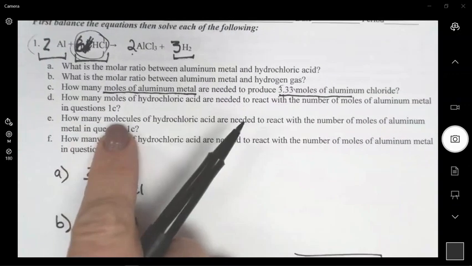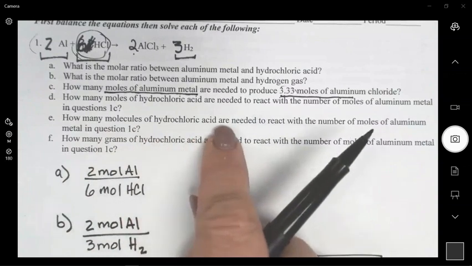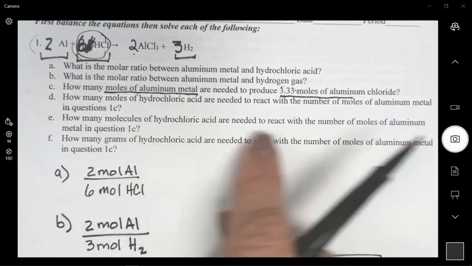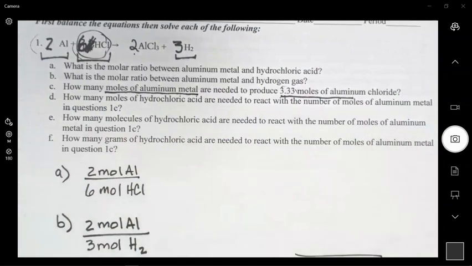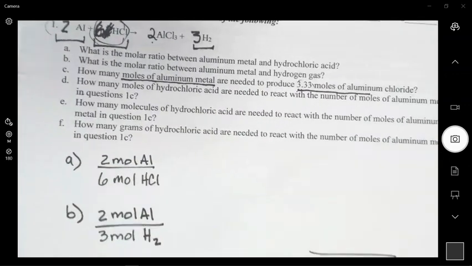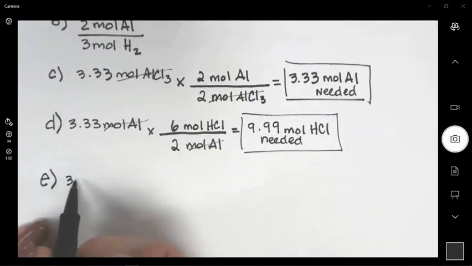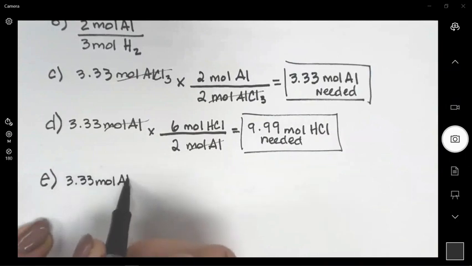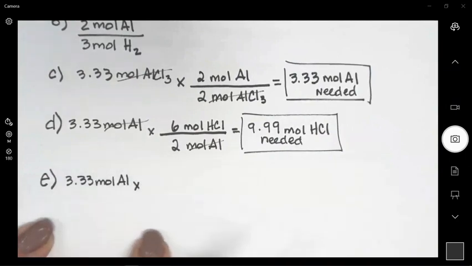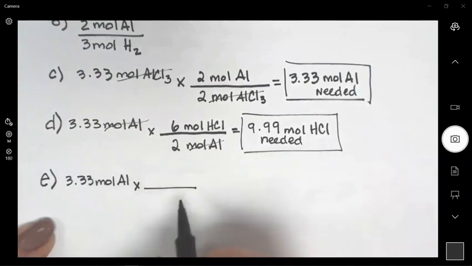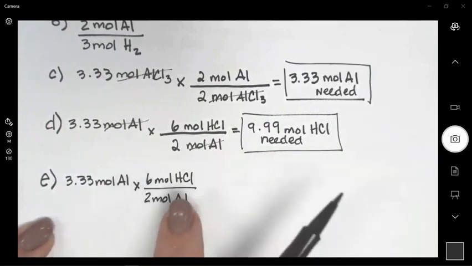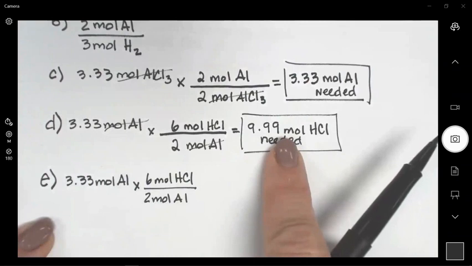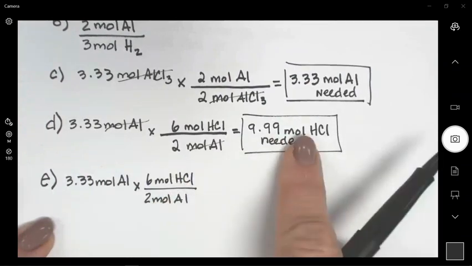It's asking how many molecules of hydrochloric acid are needed to react with the number of moles of aluminum metal in question 1C. How many molecules of hydrochloric acid are needed? So we're starting with the same thing. 3.33 moles of aluminum. We don't want to talk about aluminum anymore. We want to talk about hydrochloric acid. So we're multiplying by the mole ratio, 2 moles of aluminum for every 6 moles of hydrochloric acid, right? And if we were to stop now, we would get moles, but it asked us for molecules. So we're not stopping.